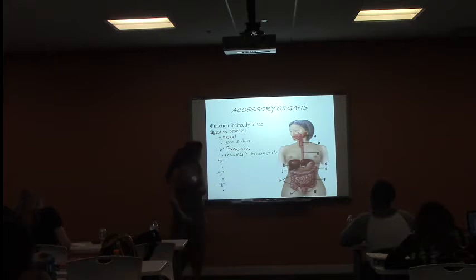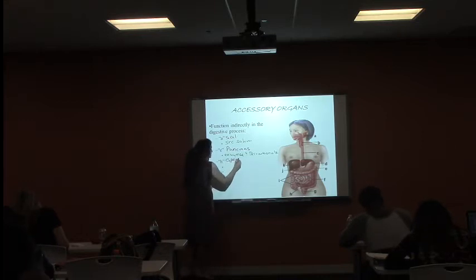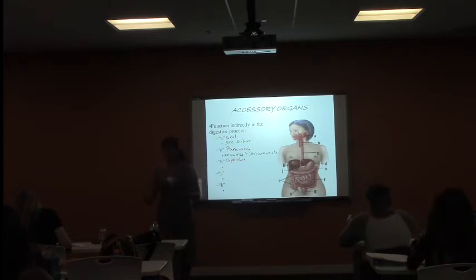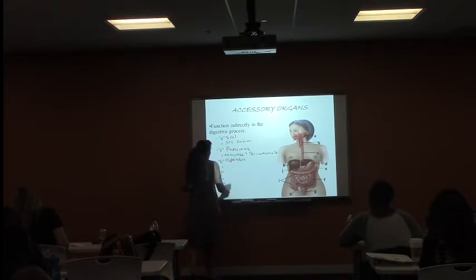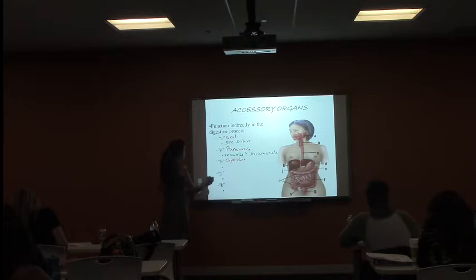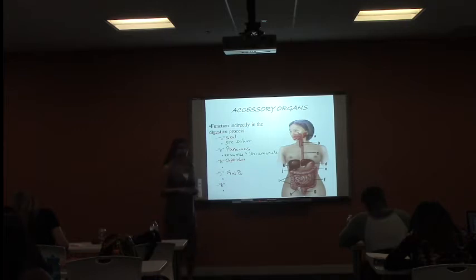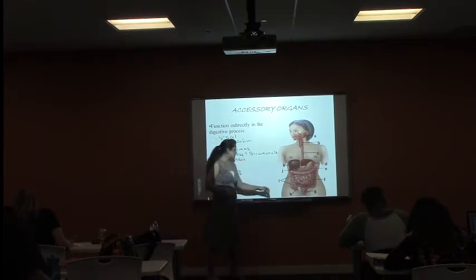H is appendix. Now, appendix is actually part of the lymphatic system. It has no known function for the digestive system, but it's located in the abdomen, so I'm just identifying it for you, okay? J is the gallbladder. The gallbladder functions to basically secrete bile.